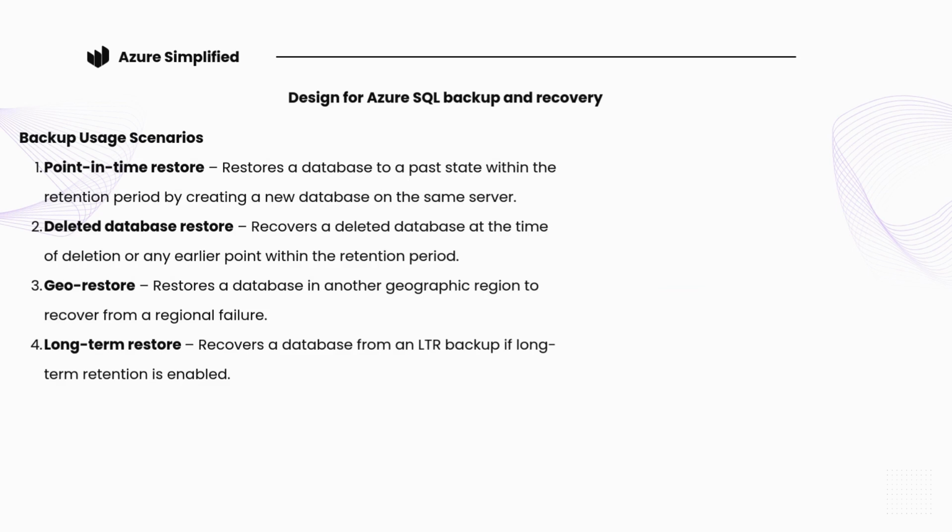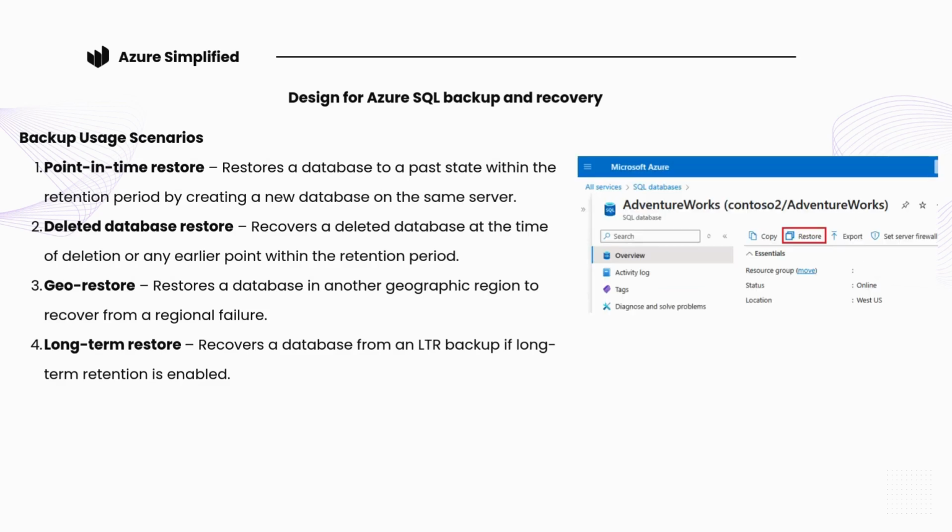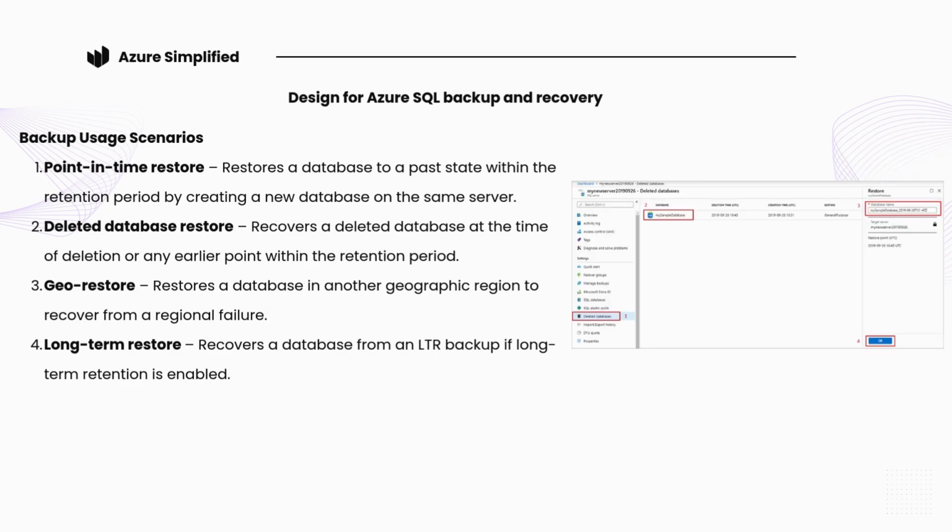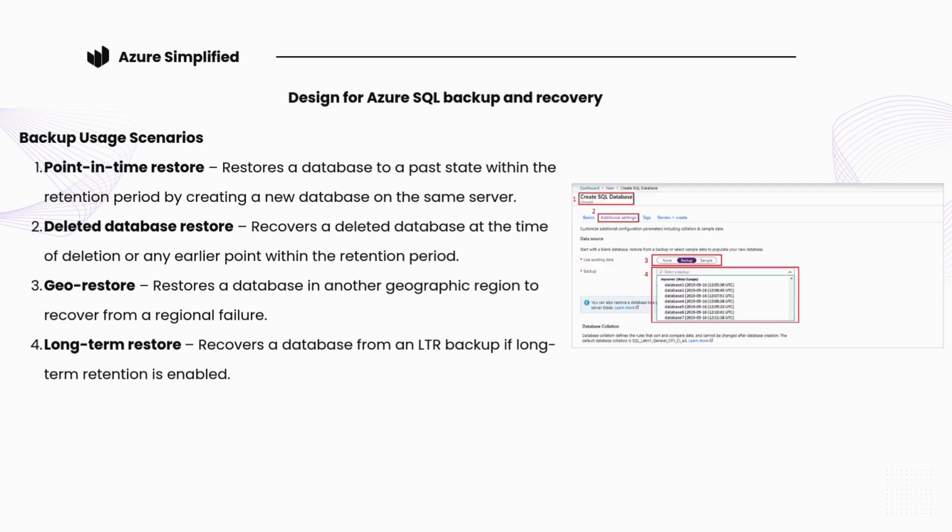Backup usage scenarios. Point-in-time restore restores a database to a past state within the retention period by creating a new database on the same server. Deleted database restore recovers a deleted database at the time of deletion or any earlier point within the retention period. Geo restore restores a database in another geographic region to recover from a regional failure.